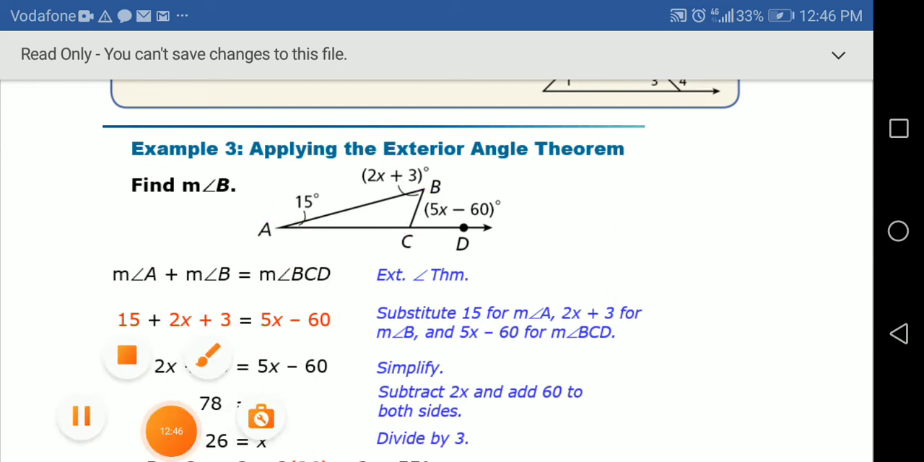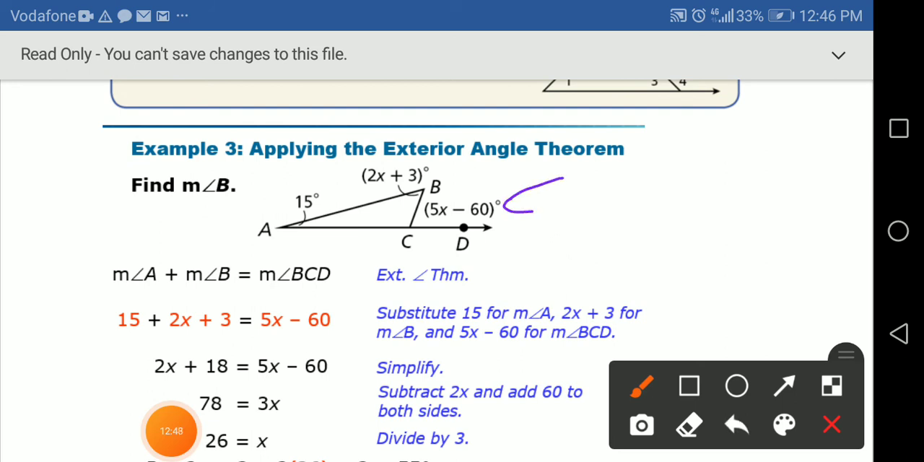I have here the angles given in the form of expressions: 5x minus 60 and 2x plus 3 and 15. So instead of measure of angle A, I will substitute the angle given here, 15 degrees. And instead of angle B, I will write the expression given, 2x plus 3. And instead of the exterior angle BCD, I will write the expression 5x minus 60.